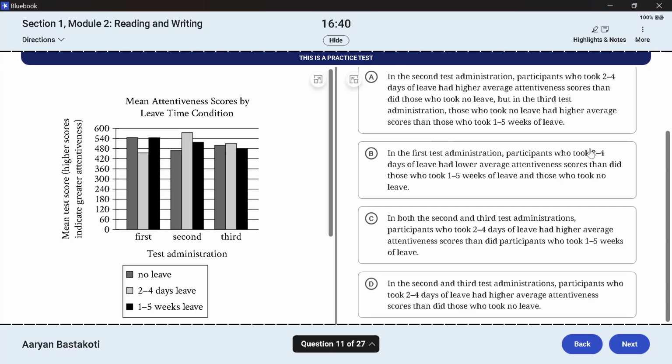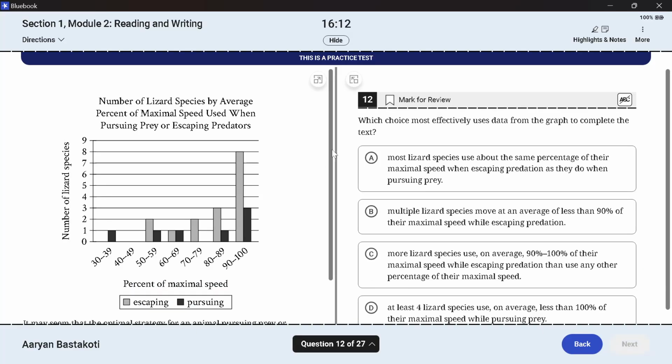Participants who took leave had lower average attentiveness scores than did those who took no leave. We do not care about the first test. We only care about the second and third tests. In both the second and third test administration, participants who took 2 to 4 days of leave had higher average attentiveness scores than did the participants who took 1 to 5 days of leave. This seems like the right answer. Participants who took leave had higher average scores than those who took no leave. We had to compare these two groups. So yeah, this is the right answer.